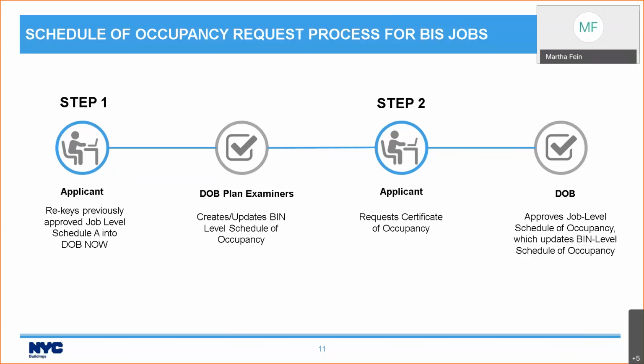Here's the basic concept. If you are doing work, then it's going to make a change to occupancy. So once your certificate of occupancy request is approved, the certificate of occupancy approval then updates the bin level schedule of occupancy to say, instead of this is what is going to be the use, this is what is the use.